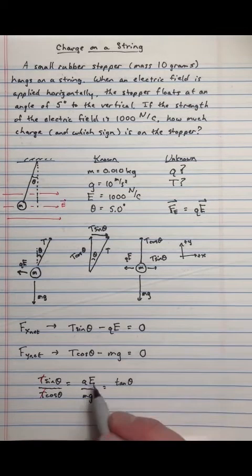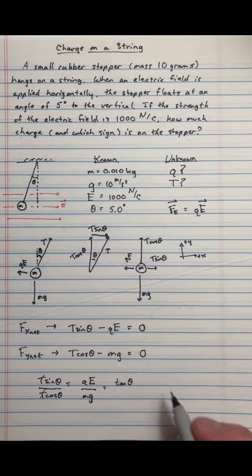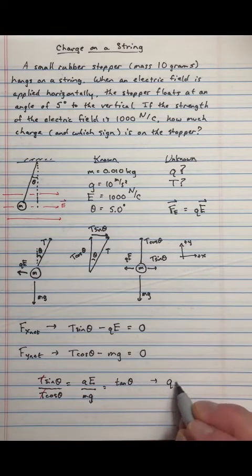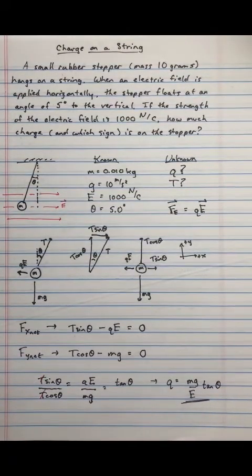So this means I have to multiply both sides by mg, divide both sides by E, and so I'll have mg over E, and then multiply by tangent theta like that. So here's the algebraic solution. Okay. Let's go ahead and plug in some numbers and see what we get for a reasonable number.